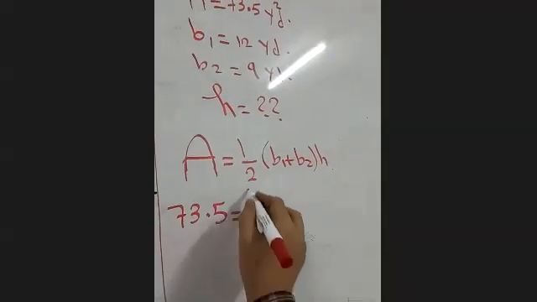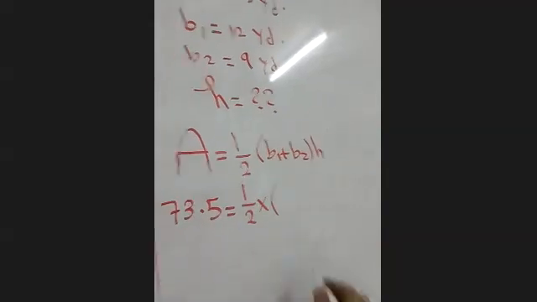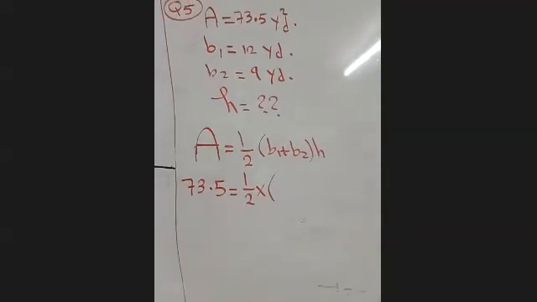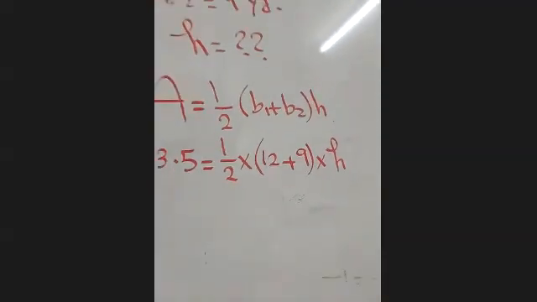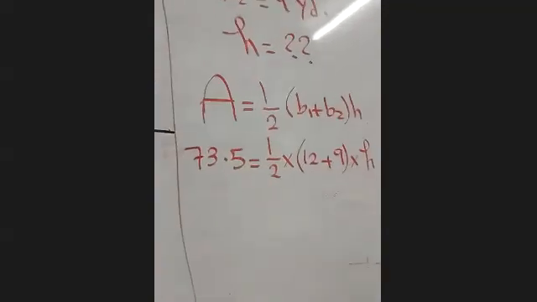73.5. 73.5 equals half multiply base 1, given 12, plus base 2, given 9, multiply the height wanted, which comes down, right?